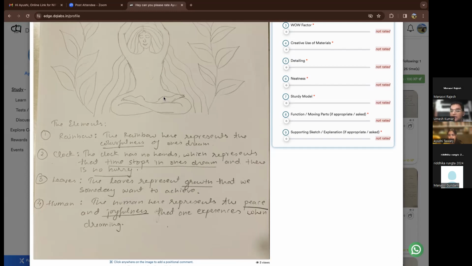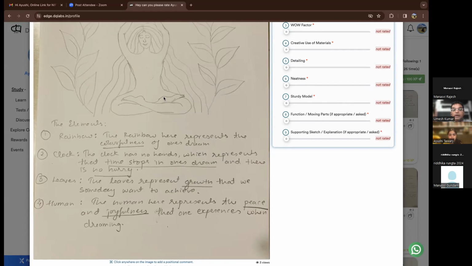And number two, I like your representations of rainbow and clock. Rainbow has all colors. If you're thinking of fearfulness, then there's black, gray, moodiness, greed. All colors are there, so that's a very good representation. And the clock is also pretty good because time freezes when you're dreaming. The dimension of time is lost. So that's a very nice input.